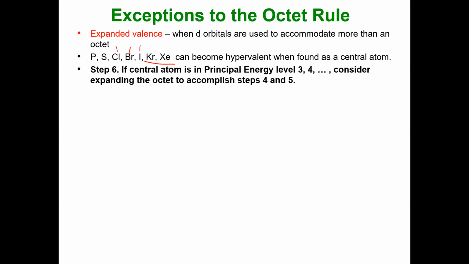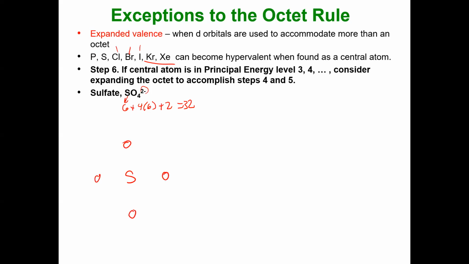So in step 6, if central atoms are in principal energy level 3, 4, or 5, consider expanding the octet to reduce the formal charge magnitude. So we're going back to steps 4 and 5. Let's look at sulfate. In your general chem courses or your intro, 6 valence electrons for sulfur, each oxygen is 6. There's a negative charge, so plus 2 electrons. What is that? A total of 32 valence electrons. And sulfur would be in the middle. You have your oxygens.